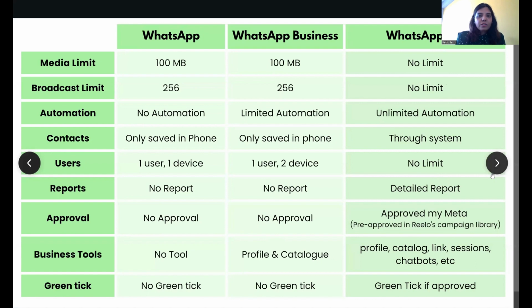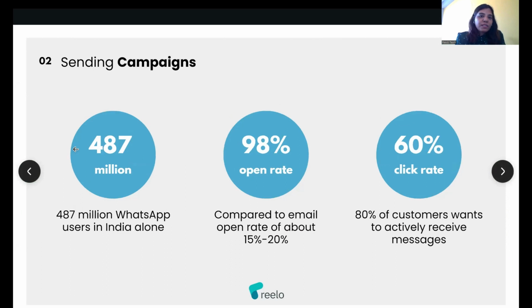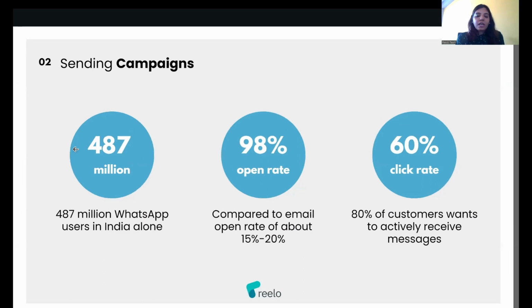Now, let's talk about the campaigns, the one that we spoke about in between. Now, why is sending campaigns important? Why is it different? Why should I use WhatsApp and not SMS or email that everyone uses? Because if I talk about India alone, there are 487 million users of WhatsApp, and it's growing rapidly every day. The email open rate is 15 to 20%, but the WhatsApp open rate is almost 98%.